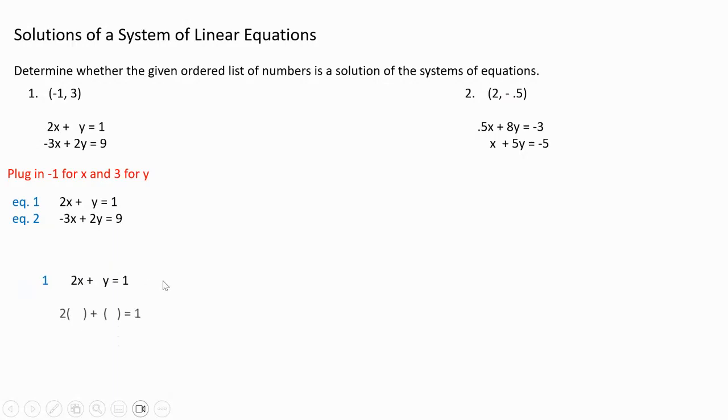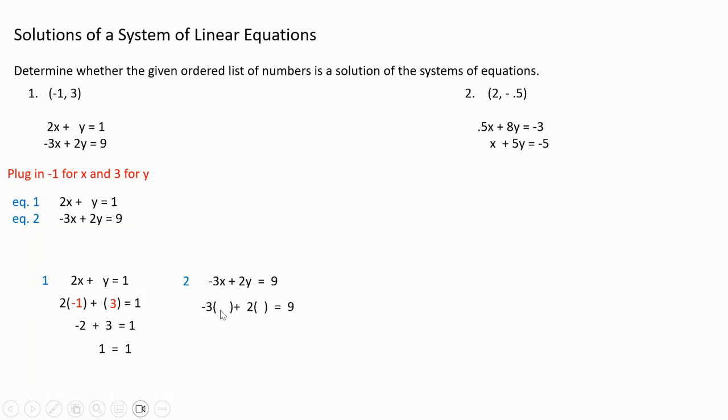I'm going to plug in -1 for x and 3 for y. Then we evaluate, and on the left side we get 1 equals 1. So I know this is true, right? Then we can proceed to equation 2. It has to be true for both equations. For example, if it wasn't true for number one on equation 1, then we would stop, and that point is not a solution. But since this made it true, we continue to equation number 2.